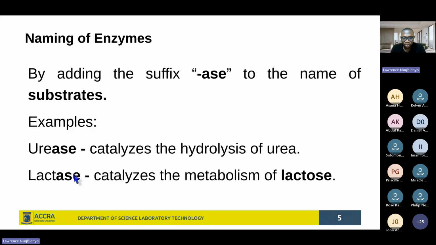Lactase. So lactase also acts on milk sugar lactose. So it's also catalyzing the metabolism of lactose, breaking down lactose into glucose and galactose. So just by looking at the name of the enzyme, you can easily tell that this enzyme will act on this substrate.